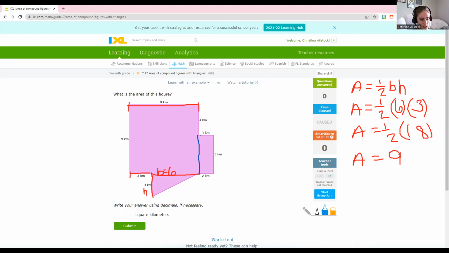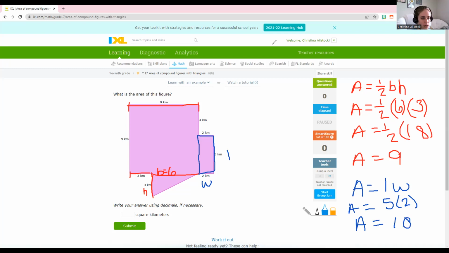Let's switch it up. Let's look at the blue one here. The nice thing is we look at this little rectangle, all of our side lengths are measured for us. That makes it a little bit more easy peasy. For area of a rectangle, remember it is length times width. We have a length of 5 kilometers and a width of 2. Area is equal to 5 times 2, which would be 10.